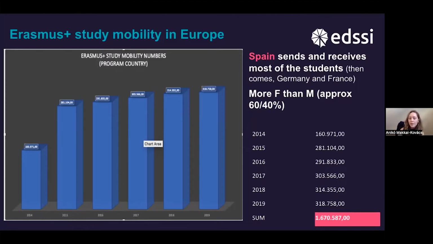And Spain is the one that sends and receives most of the students. Then comes Germany and France. More female than male, approximately 60 to 40% of the students. So it's absolutely more female than male students. And I also summarize it for you. So altogether between 2014 and 2019, approximately 1.6 million students traveled for Erasmus Mobility.